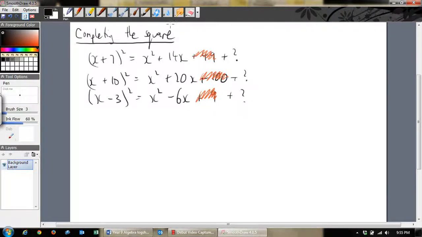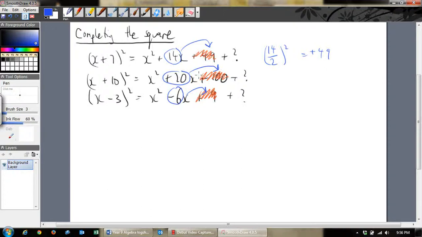And if you're clever, you'll probably see that to get from 14 to this number here, or from 20 to that number there, or from negative 6 to that positive 9 there, what we need to do is divide by 2, and then square it. 14 divided by 2 is 7 squared. That will give us the positive 49. Okay, that's there.